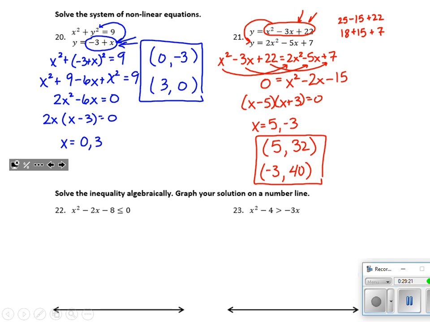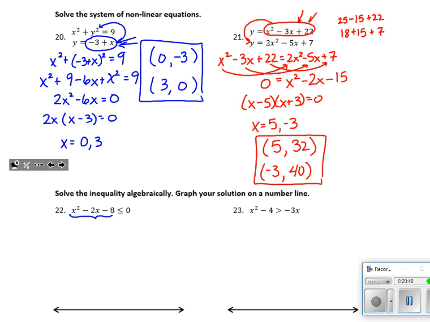Solve the inequality algebraically and graph our solution on a number line. Well, our first task, and you can see that this number 22 has already been set up very nicely for us in this regard, is to compare it to 0. So I'm saying, where does this quadratic have a height that is less than or equal to 0?